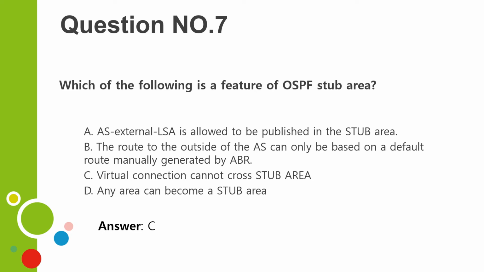Question number 7. Which of the following is a feature of OSPF stub area? A. As external LSA is allowed to be published in the stub area. B. The route to the outside of the AS can only be based on a default route manually generated by ABR. C. Virtual connection cannot cross stub area. D. Any area can become a stub area. Answer C.